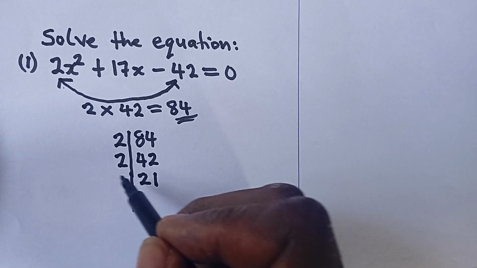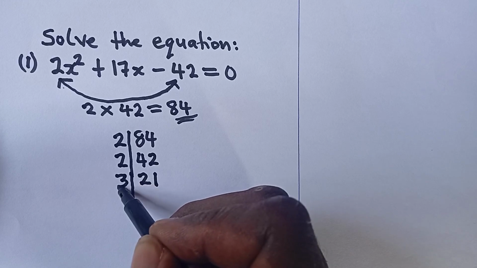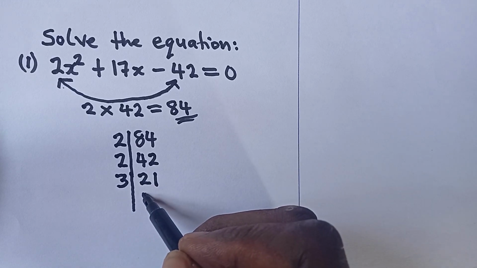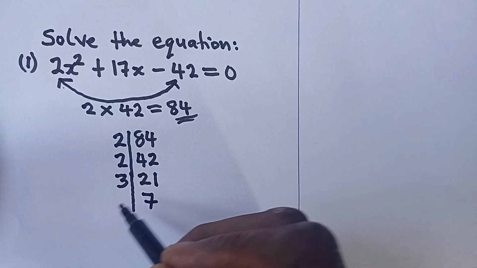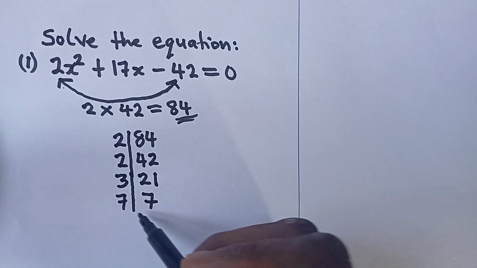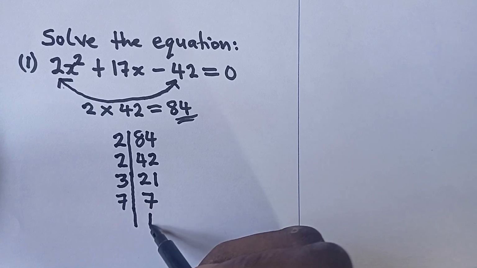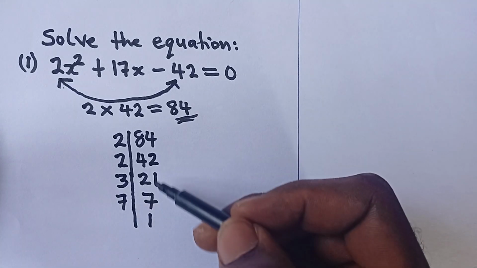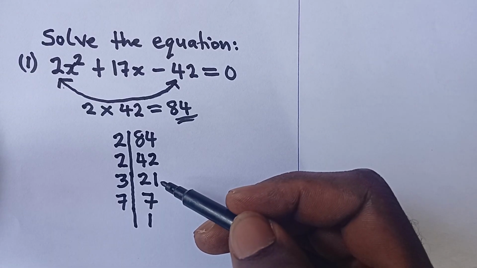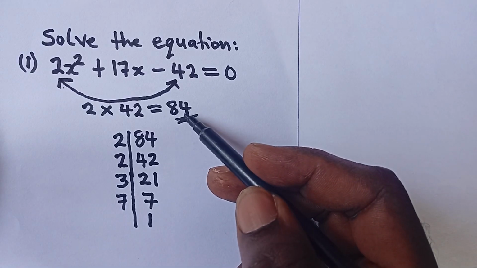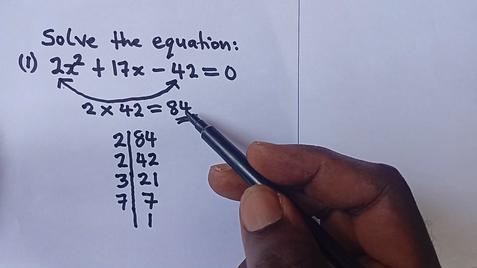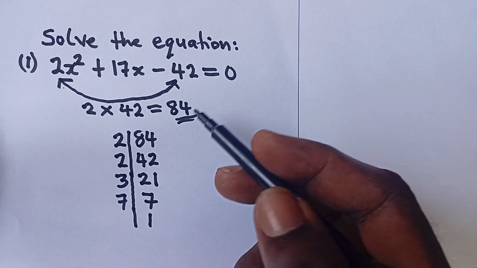Then 21 can divide by 3. 21 divided by 3 without remainder gives you 7. And then 7 divided by 7 will give you 1. So these values here will help us to get the factors of this 84. So two numbers that are going to multiply to get 84, that is what we are looking for.